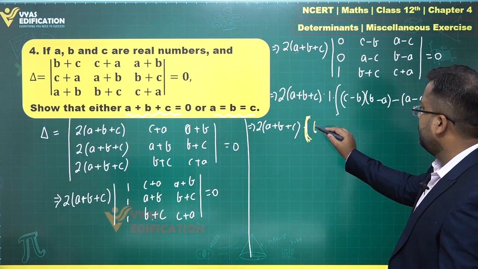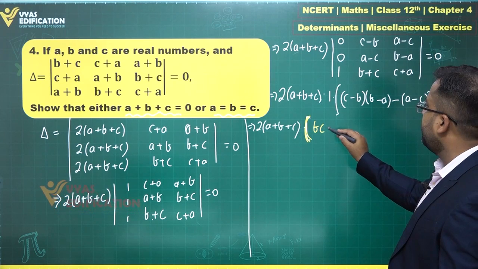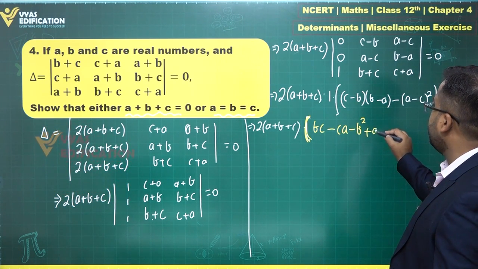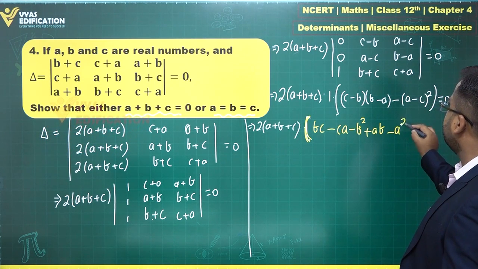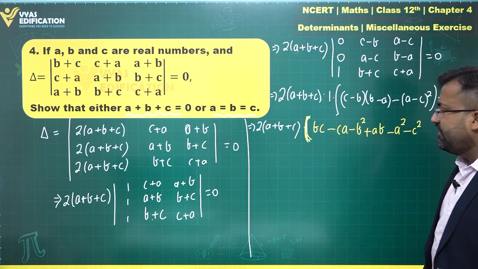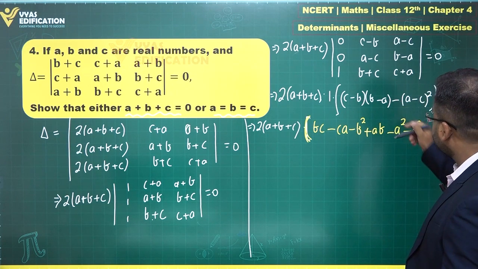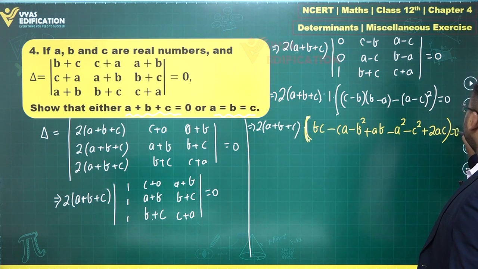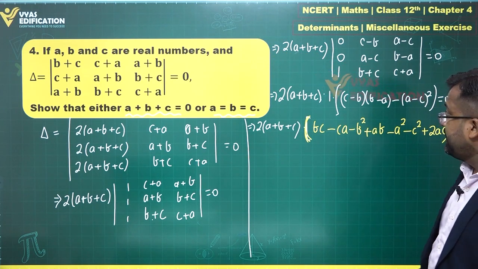CB, let us write it as BC, minus CA, minus B square plus AB. This is minus A square minus C square, and you have 2AC remaining over there. Minus of 2AC times minus 2AC will become 2AC in this addition. This is what you will get, equals to 0. This is what I will be reaching.